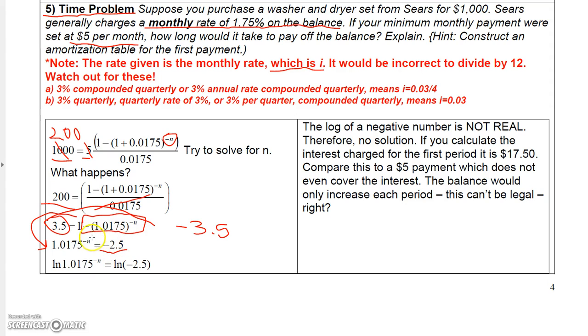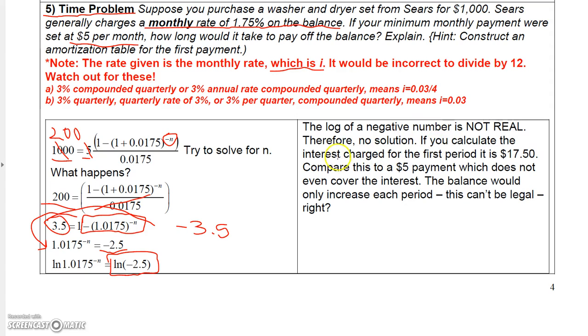Okay, so remember, when we want to solve for unknown exponents like this, we take logs, right? Well, if you take the natural log of 1.0175 to the negative n, and then the natural log of negative 2.5, something funny is going to happen. If you put this into the calculator, it's not going to give you a real number. The natural log of a negative number is not a real number. So therefore, there's no real solution to this problem. And the reason there's no real solution is because you can only pay this off in your dreams if you're only going to pay $5 a month.